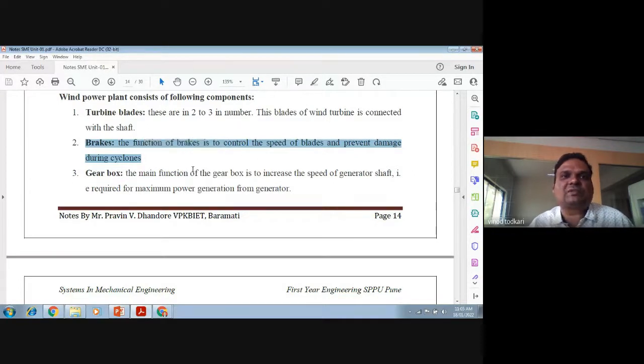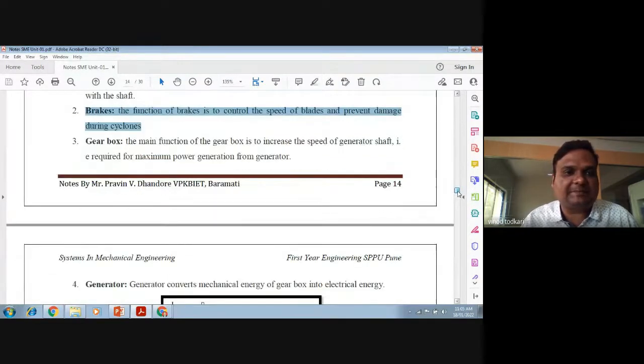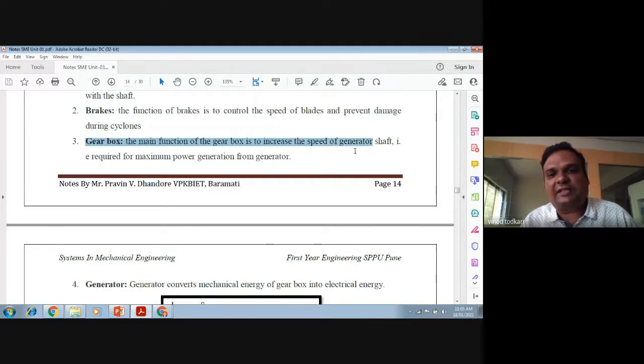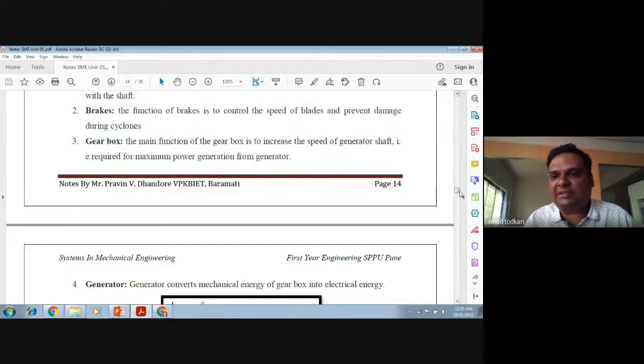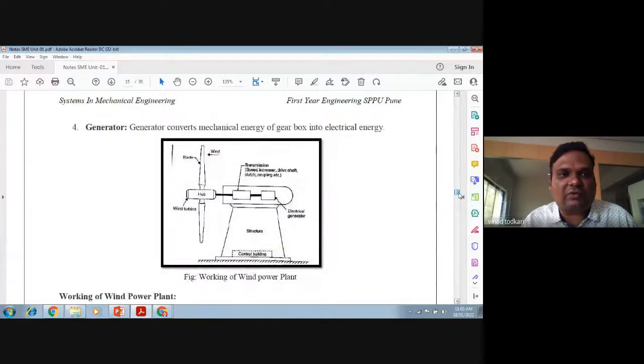If there is a cyclone, if wind is blowing at an extremely high speed, what will happen? The blades will rotate at very high speed, right? And that may cause damage to the whole wind turbine. So in order to prevent that, we use brakes. So the function of brakes is to control the speed of the blades, right? Then there is the gearbox. The main function of the gearbox is to increase the speed of the generator shaft that is required for maximum power generation from the generator. See, using gears, what do we do?